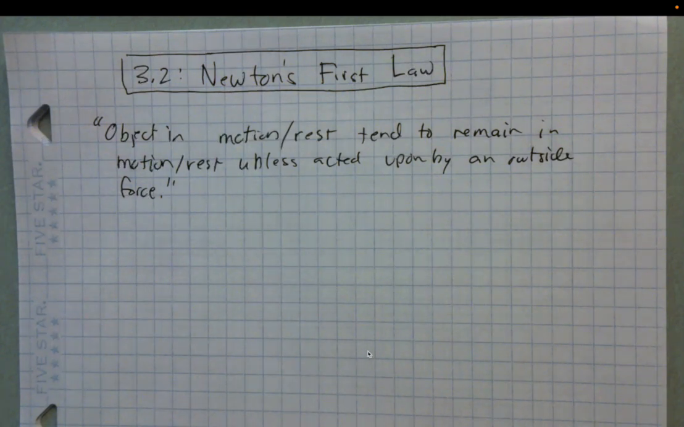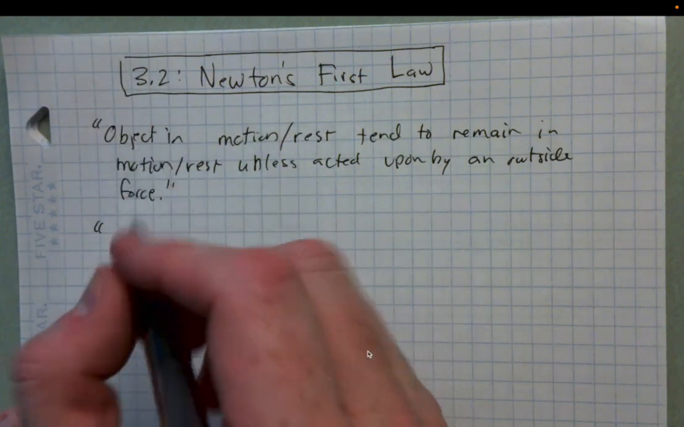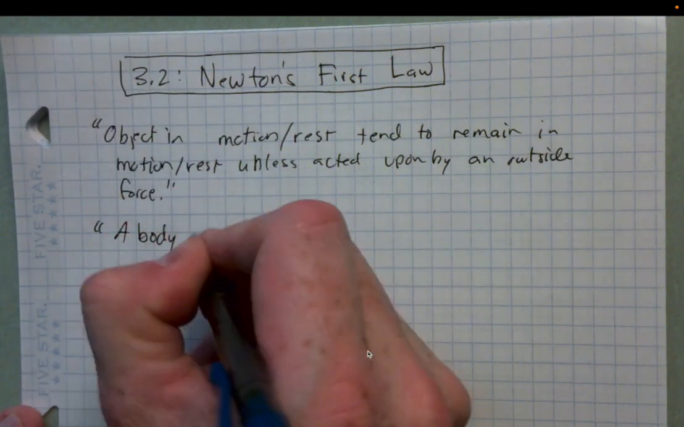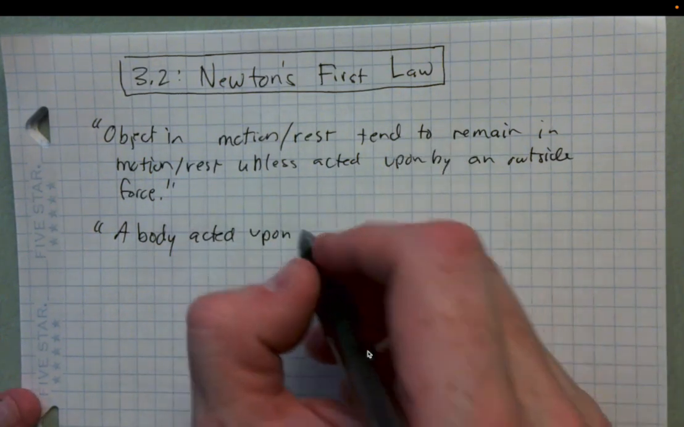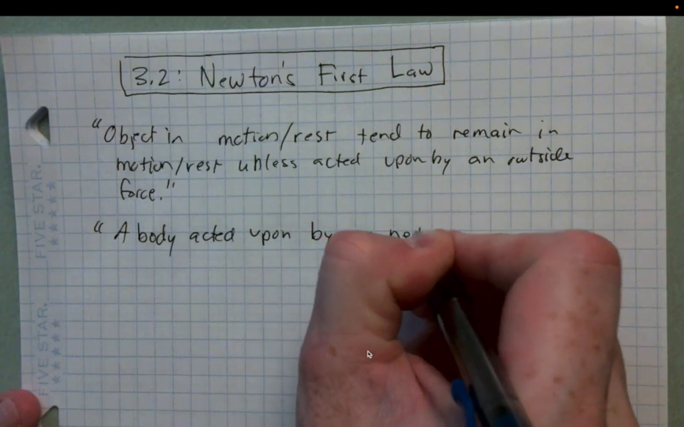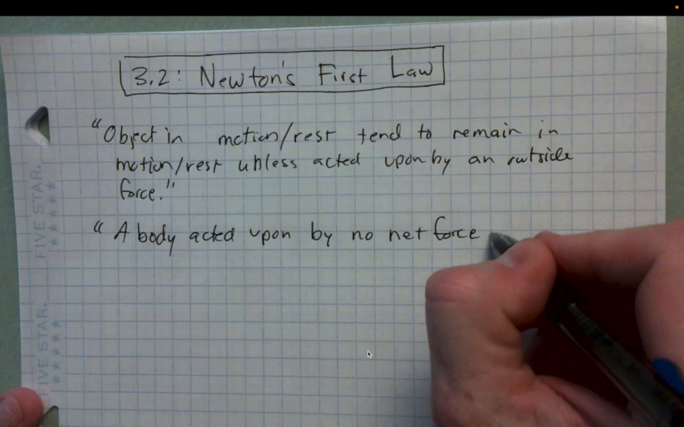I think last time we said maybe we should use the word net force, unless acted upon by a net force. And I think the whole statement could be restated slightly, while maybe less conversational, a little bit more precise, and it would draw out some of the more important aspects. So let's instead say a body acted upon by no net force moves with constant velocity.